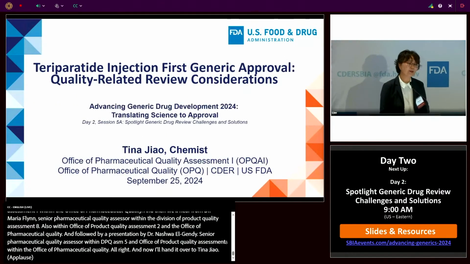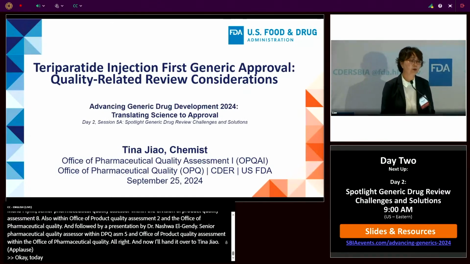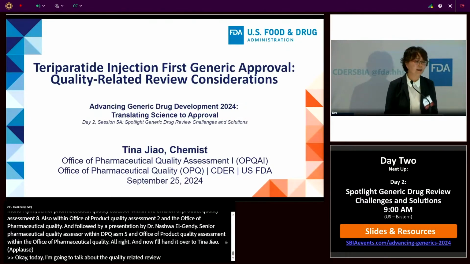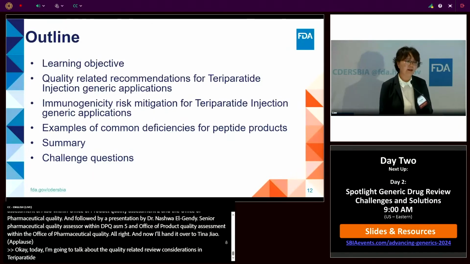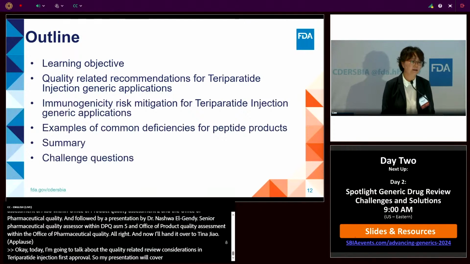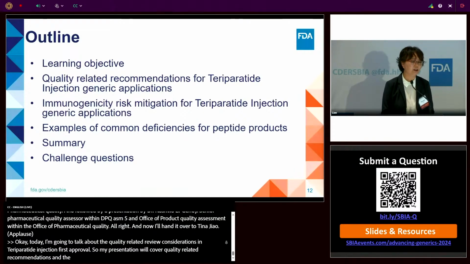Okay, today I'm going to talk about quality-related review considerations in teriparatide injection first generic approval. So my presentation will cover quality-related recommendations and the immunogenicity risk mitigation for teriparatide injection generic applications.